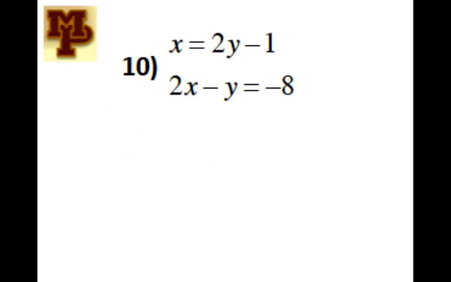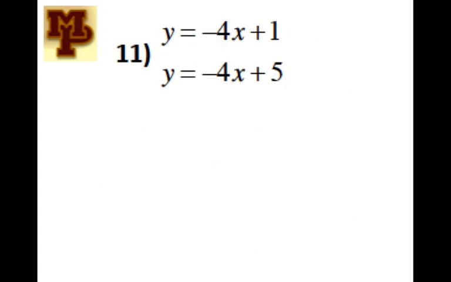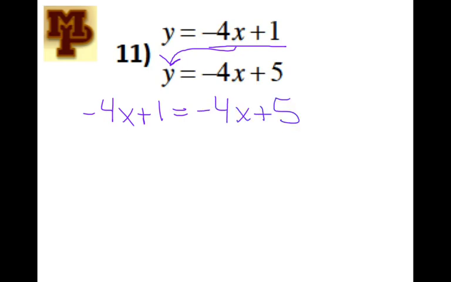Looking at 11 here. This one's great for substitution, so we're going to take this y equals and we're going to plug it into the other equation. So that gives us negative 4x plus 1 equals negative 4x plus 5. And when we go to solve this, we would add 4x to each side. And you'll notice that they cancel out, and that would give you 1 equals 5.